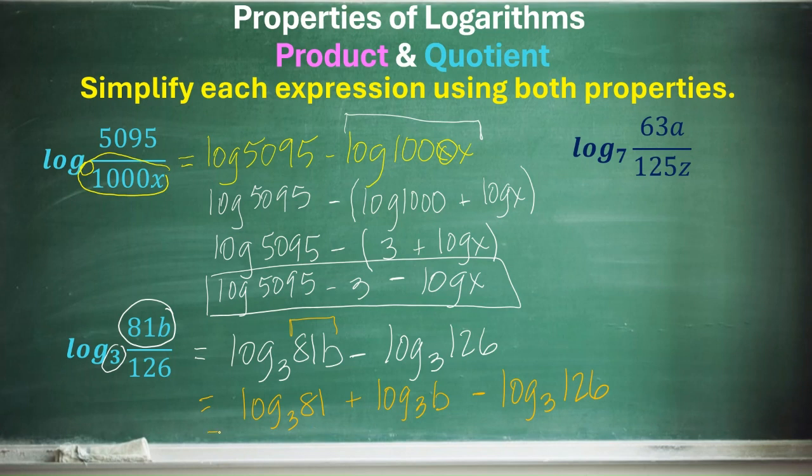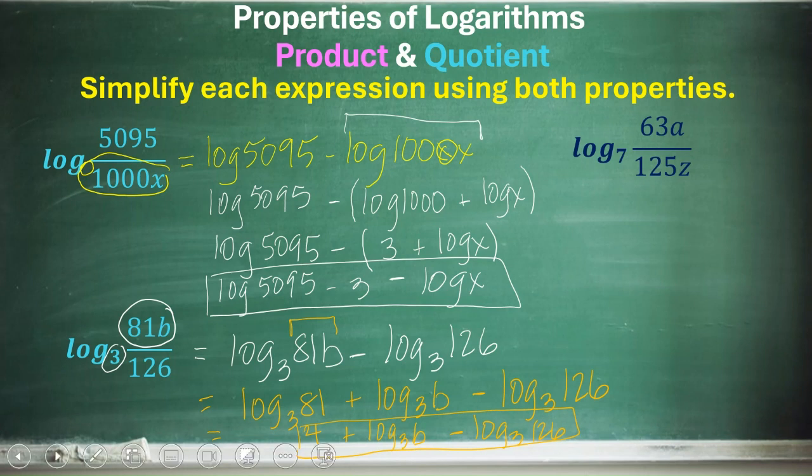So I know this ends up equaling 4 plus log base 3 of b minus log base 3 of 126. And 3 to some power does not equal 126. So I'm going to just leave this as is. And then if this was an equation, I would simplify it at the end.